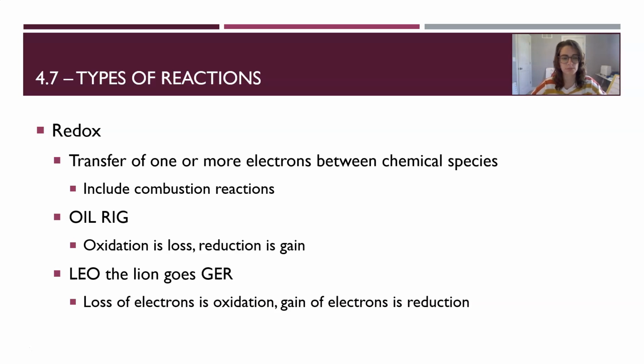So OIL RIG. Or you can remember it as LEO the lion goes GER. LEO being loss of electrons is oxidation, and then GER being gain of electrons is reduction. So loss of electrons is oxidation, gain of electrons is reduction. Whichever way helps you remember it, great. If you have a different way, that works fine too. Personally, I prefer OIL RIG. It's just the one I've always used. My best friend uses LEO the lion goes GER. Whatever makes you happy and helps you better remember which one is oxidation and reduction works great.